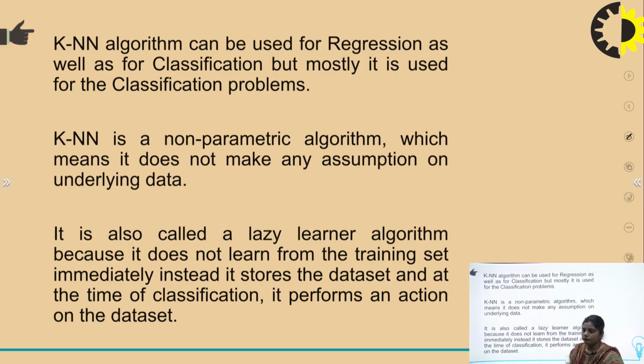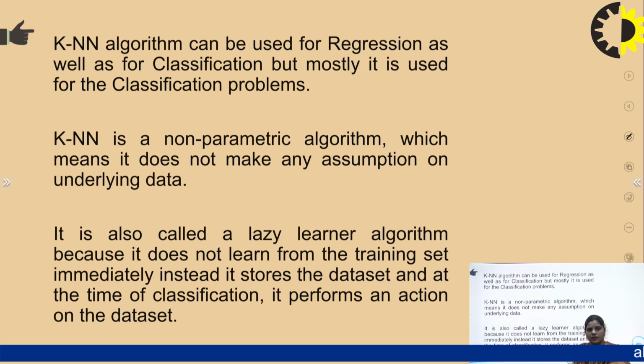It works only on the basis of similarity. So whatever data points are available in our database, based on similarity, the new data point can be assigned to those particular categories. Based on this characteristic, it is also known as a lazy learner algorithm because it does not learn anything from the training set immediately. It doesn't learn anything from the training set.